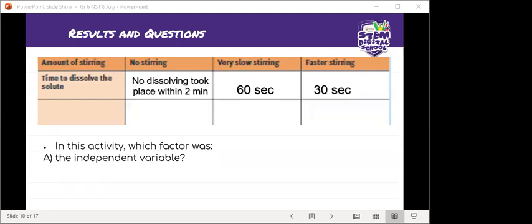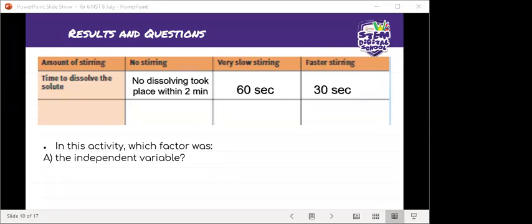So, ma'am, the independent variable? The independent variable is the stirring. Yes, because this experiment itself needs very slow stirring, faster stirring, and no stirring. All right, beautiful. Thank you very much. Thank you, ma'am. So do we have anyone else who has an answer?